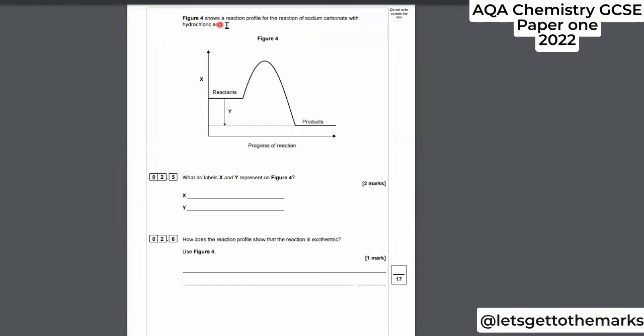Figure 4 shows a reaction profile for the reaction of sodium carbonate with hydrochloric acid. We have the x-axis here, progress of reaction. What do labels X and Y represent on figure 4? And we've got Y. So X is the energy.